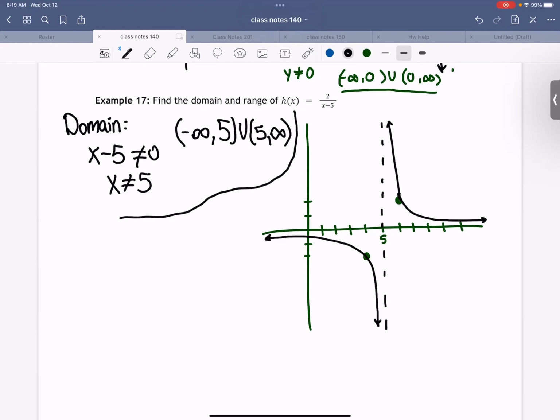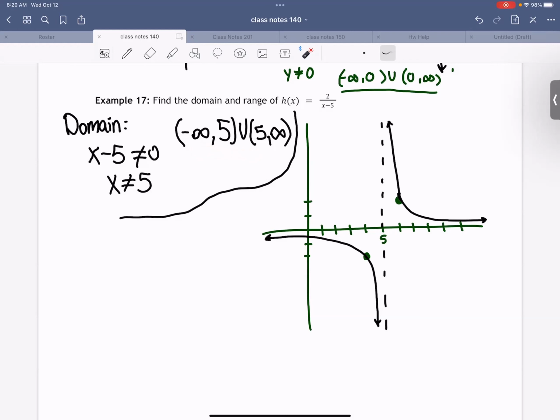All right, I know some of us are still drawing, but as we continue on, Allison, do you want to explain how you got the domain? Yeah, so I just said whatever was not equal to 0, which would be x minus 5. Add 5 and x does not equal 5. So I put it. Perfect.